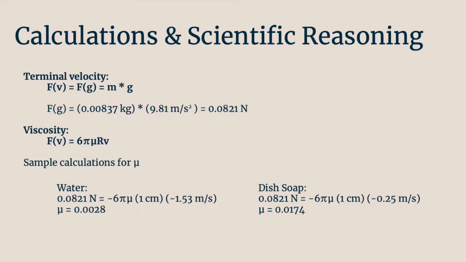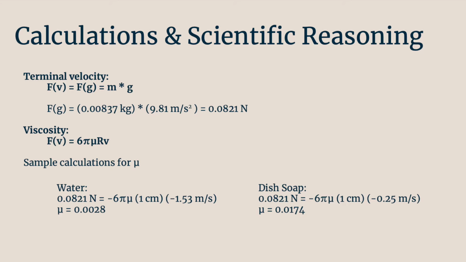We focused on viscosity for this lab, not drag. Terminal velocity depends on the size, shape, and mass of the falling object. Once terminal velocity is reached, forces equal each other, meaning the viscosity, or the resistive force, is equal to the force of gravity. We were able to calculate this force by multiplying the ball's mass by gravity.